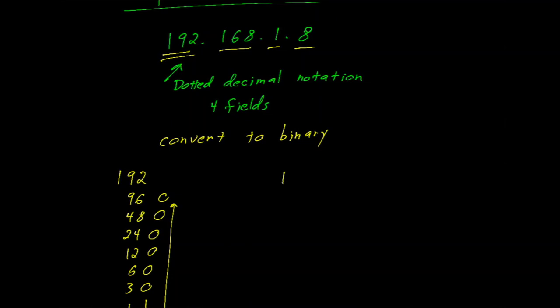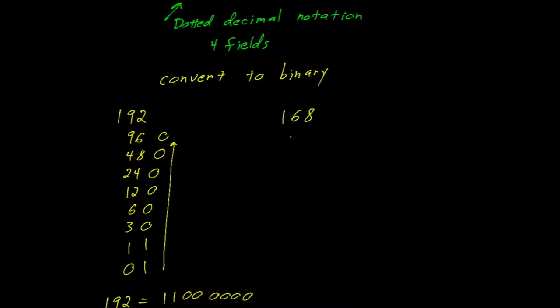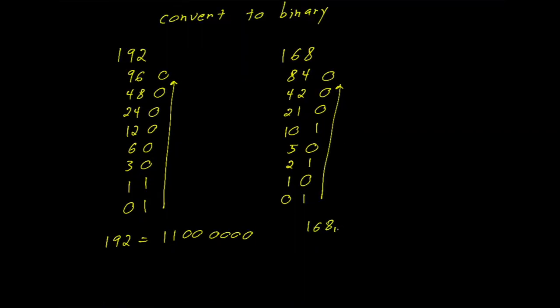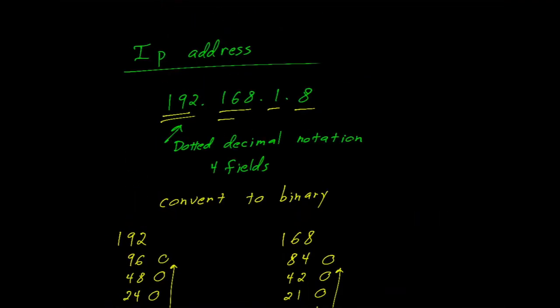That takes care of the first field. Now let's work on the second field, so 168. Our opening move is to divide that by 2, so that's 84, the remainder of 0, 42, remainder of 0, 21, remainder of 0, 10, remainder 1, 5, remainder 0, 2, remainder 1, 1, remainder 0, and finally 0, remainder 1. 168 base 10 is 10101000. That takes care of the second field. Fields 3 and 4 are fairly trivial.